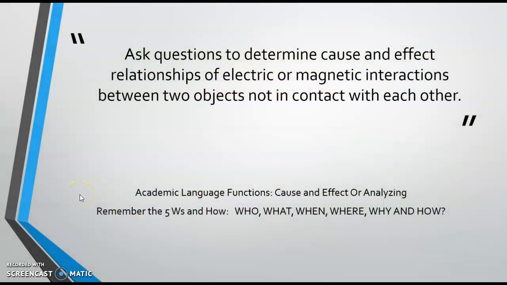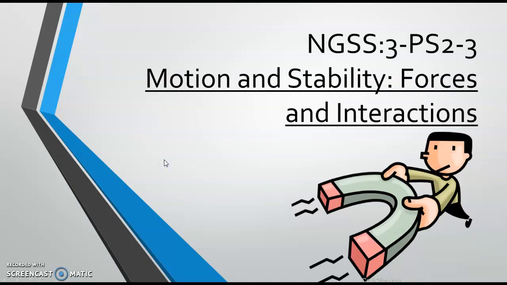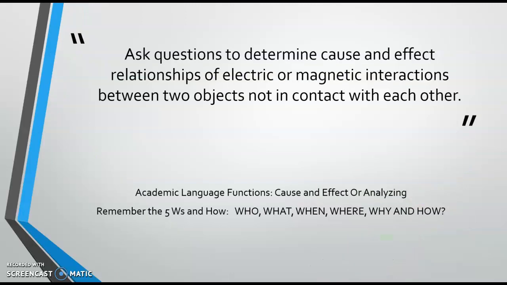So, my standard is NGSS 3-PS2-3. And it talks all about motion and stability with forces. And for this, it's about non-contact forces. So the standard itself says, ask questions to determine cause and effect relationships of electric or magnetic interactions between two objects not in contact with each other.